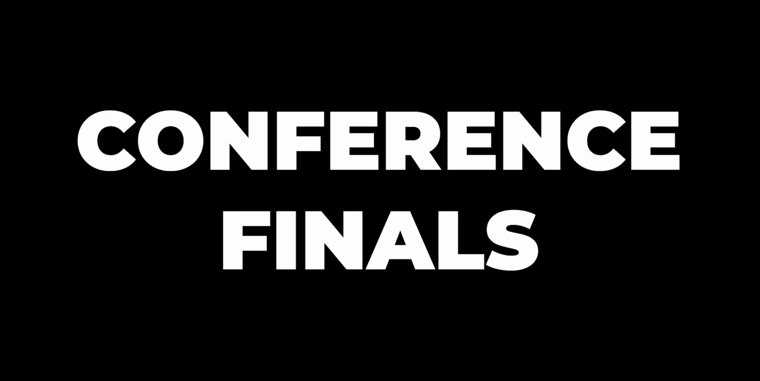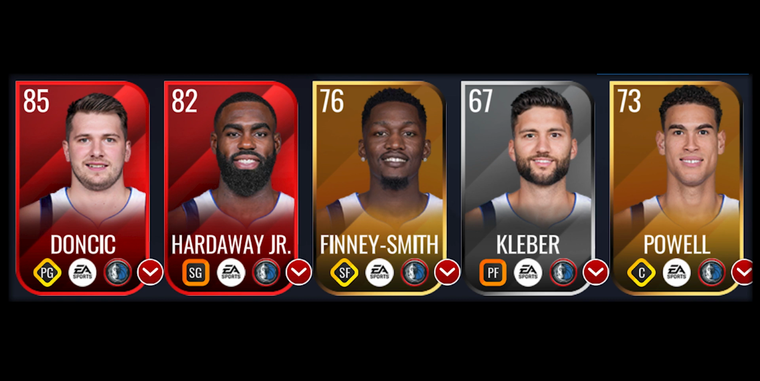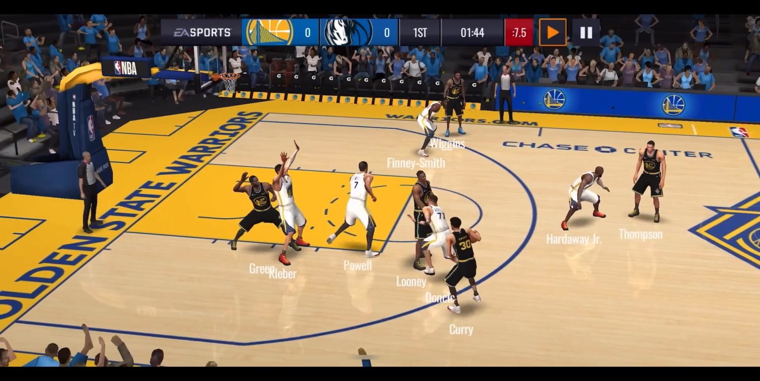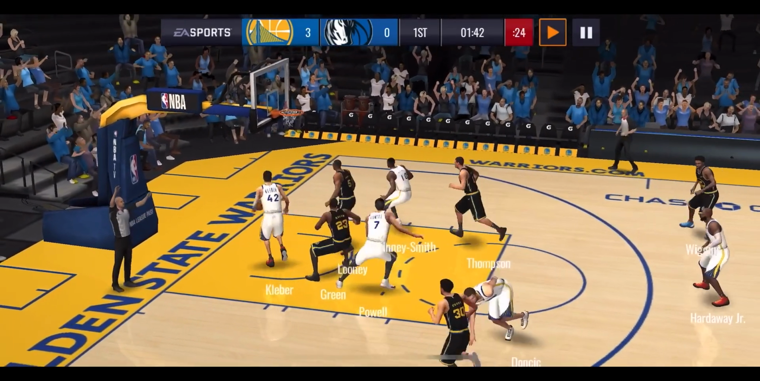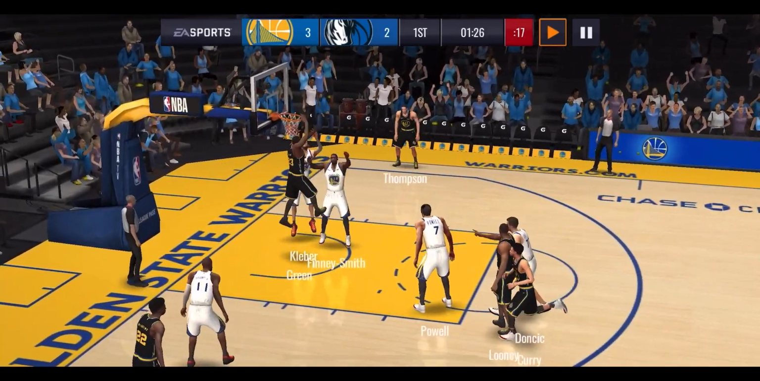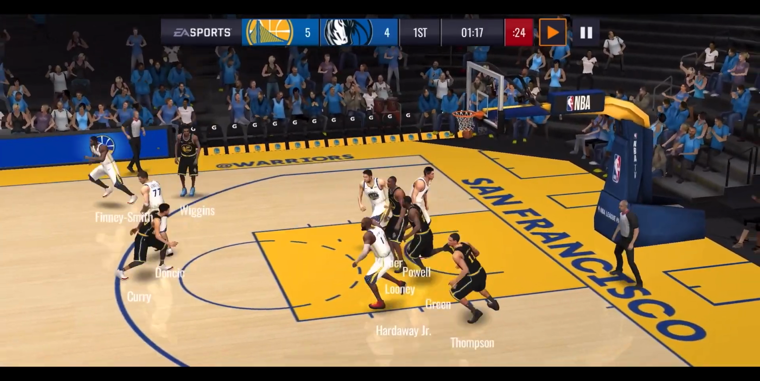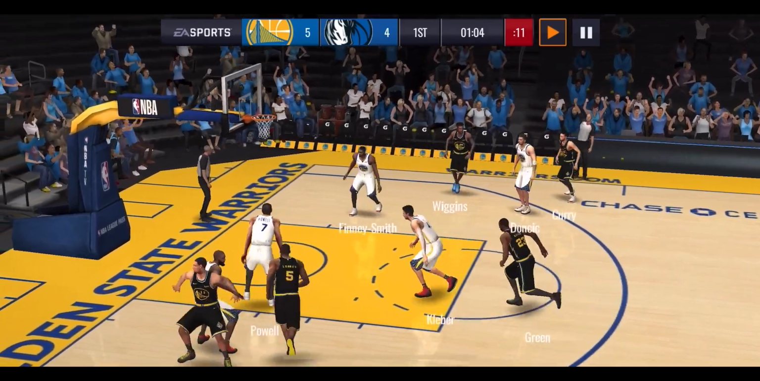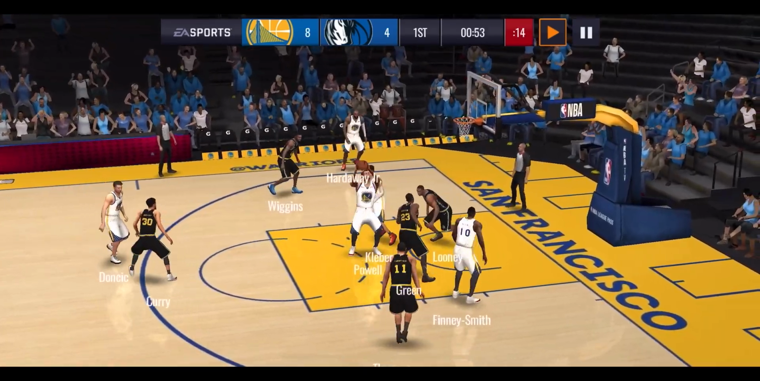And then we went on to our conference finals. We had the Dallas Mavericks going up against the Golden State Warriors. It was an interesting matchup, but it wasn't really much of a matchup. The Warriors just kept shooting again and again. The only points they were letting up were inside the paint shots for the Dallas Mavericks, and they did make a couple of good inside the paint shots, but it wasn't enough.